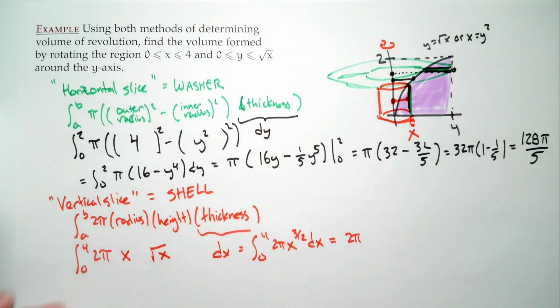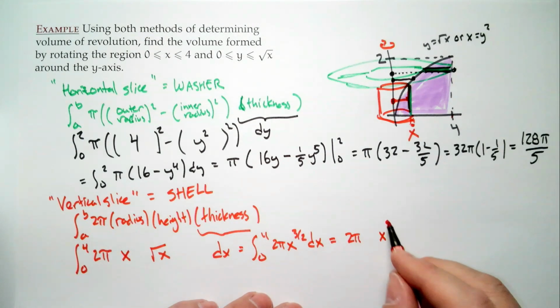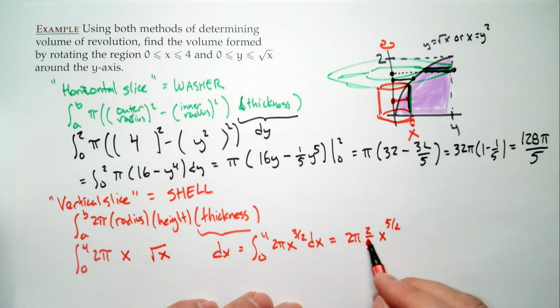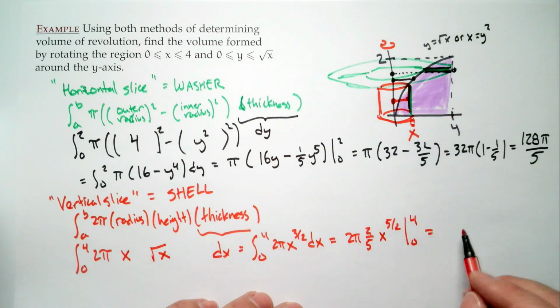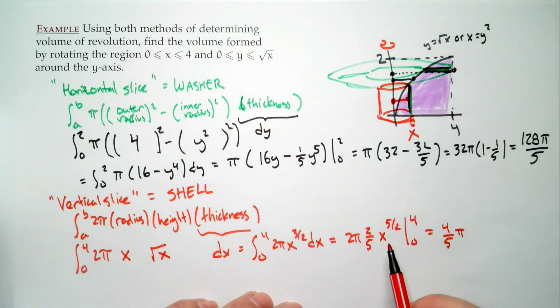What's the integral of x to the 3/2? You add 1 to the exponent, 5/2, multiply by the reciprocal, 2/5, from 0 to 4. Now, that's 4/5 pi. Let's talk about these numbers. 0 to the 5/2, that's pretty easy. That's 0. 4 to the 5/2. Well, 4 to the 5th is, of course, 1,024. Good. And the square root of 1,024 is, of course, 32. Yeah, right? Now, if you're not comfortable with that, do it the other way.